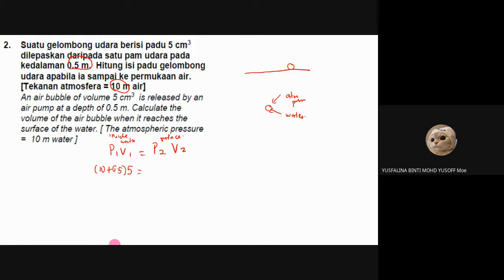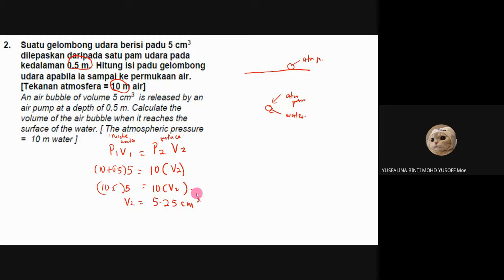When it goes to the surface, only one pressure is acting on the air bubble now, that is atmospheric pressure. So P2 is 10. Then you have to find V2. So this is 10.5 times 5, and this is 10 V2. 10.5 times 5 is 5.25, so I think Shwanki got it correct. Very good, Shwanki.